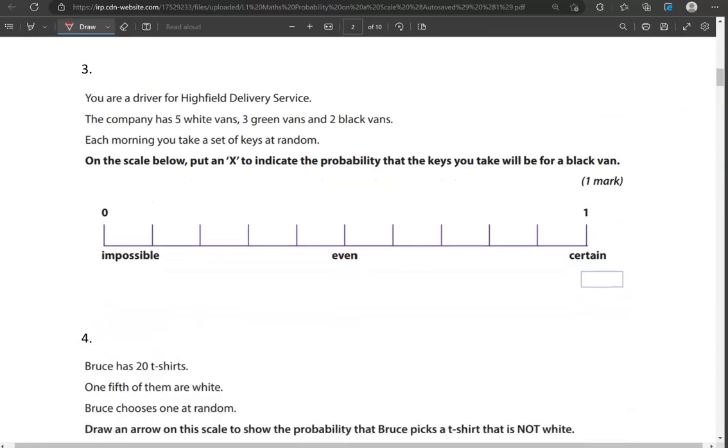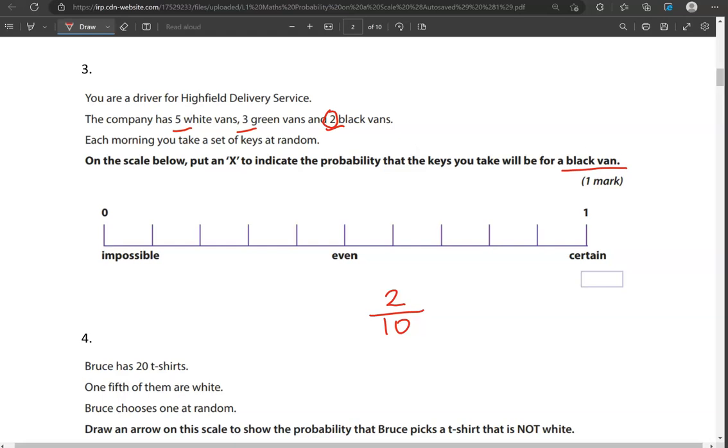You are a driver for Highfield Delivery Service. The company has 5 white vans, 3 green vans, and 2 black vans. Each morning, you take a set of keys at random. On the scale below, put an X to indicate the probability that the keys you take will be for a black van. So there are 5 and 3 and 2, which is 10 total. We're interested in the black vans. So there are 2 black vans. So the probability of you picking the keys of a black van is 2/10.